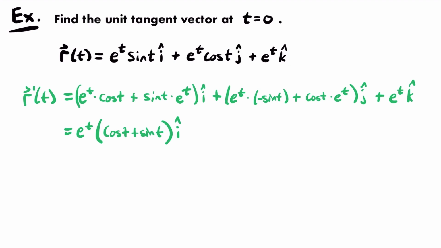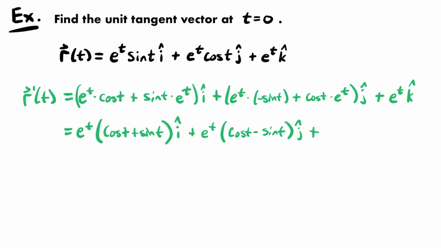And then I'm going to do the same thing for this component, but I'm also going to reverse the order of addition here. Instead of having negative sine t plus cosine t, I'm just going to put the positive term first. So we'll have cosine t minus sine t. But both of them are still being multiplied by e to the power of t. So we have plus e to the power of t times cosine t minus sine t times j.